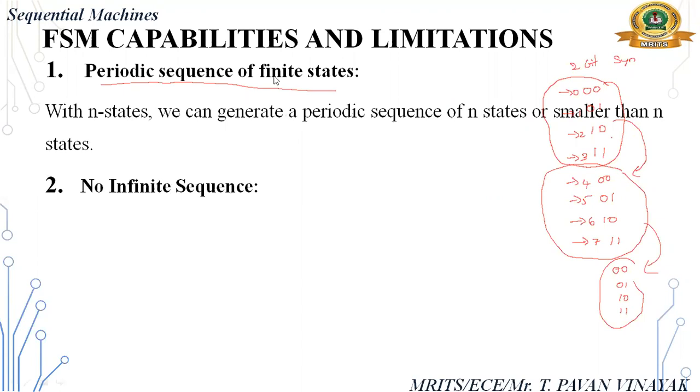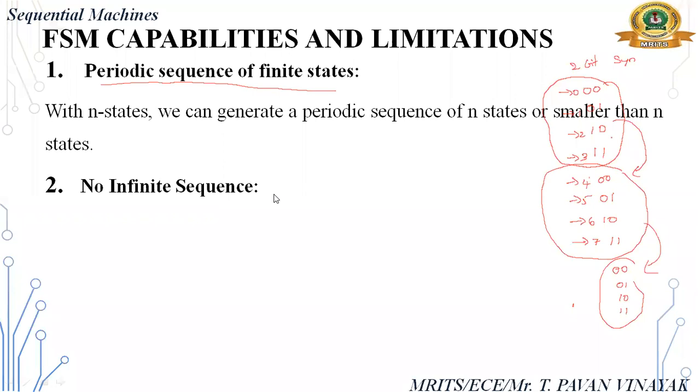Next, no infinite sequence. No infinite sequence means the states are finite only. There is no infinite. Here, the clock pulses may be infinite, but the states are not infinite.